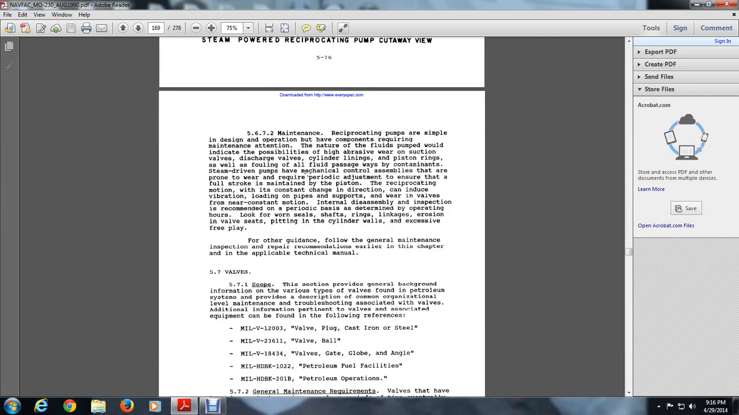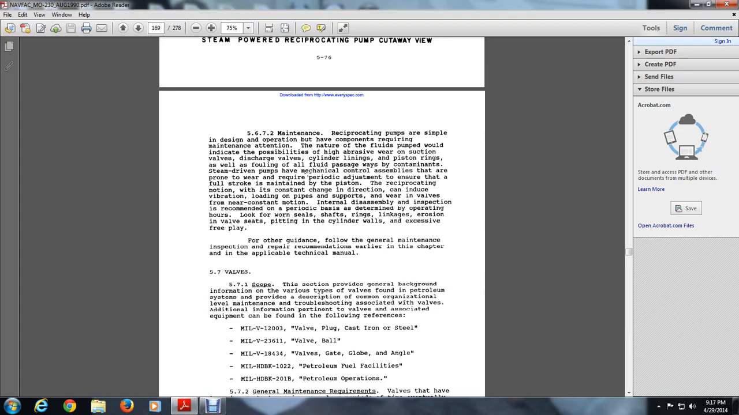5672 Maintenance. Reciprocating pumps are simple in design, but they require maintenance and attention to the nature of the fluid pumped, which would indicate the possibility of high abrasive wear of the suction valves, discharge valves, cylinder linings, and piston rings, as well as contaminants in the fluid. Steam-driven pumps and mechanical control assemblies are prone to wear and require periodic adjustment to ensure the full stroke is maintained. The piston's reciprocating motion and changes in direction can induce vibration and loading in piping and supports, and cause wear in the valves from near-constant motion. Internal disassembly and inspection is recommended periodically, based on determined operating hours.